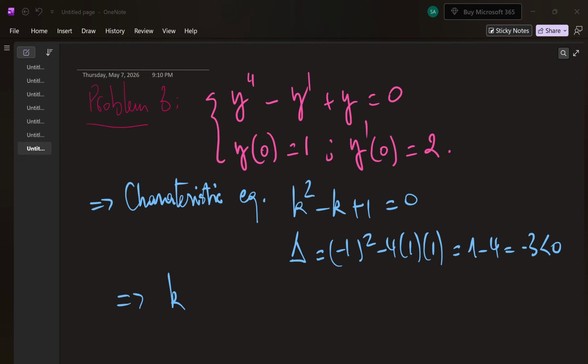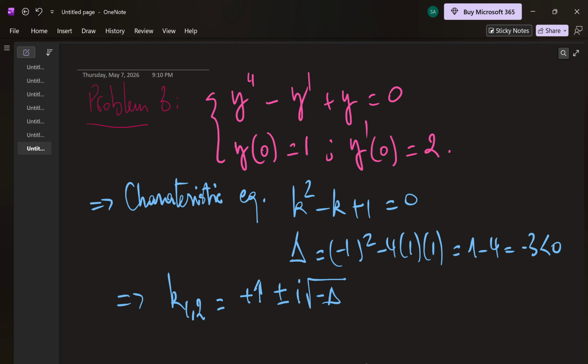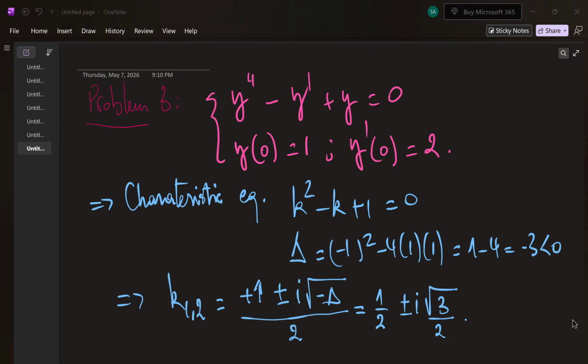So you will see now that the roots to this equation, k1 and k2, are equal to 1 plus or minus i times the square root of negative delta all over 2, which is equal to 1/2 plus or minus i the square root of 3 over 2. So these are the complex solutions.